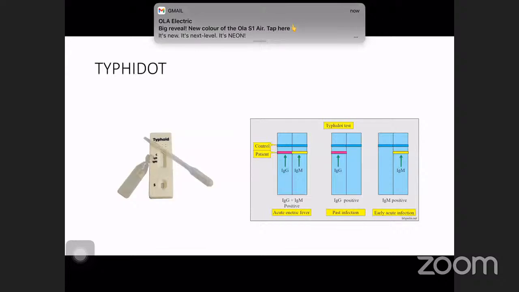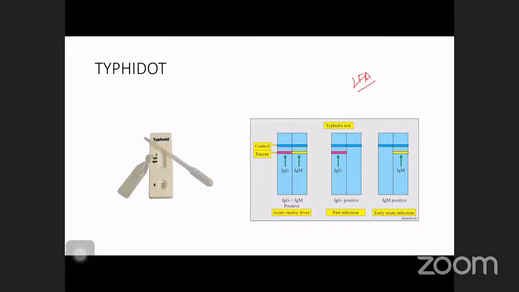Coming to the next one, which is TYPHIDOT. TYPHIDOT is actually an immunochromatographic test or a lateral flow assay. Here it will have a card. Here this will be the sample window, and here this is the test line. We have got IgM and IgG, and there will also be a control line. Whether the patient is positive or negative, whatever it is, this control line has to be positive. But if the patient has got a real infection, either IgM or IgG or both IgM and IgG lines will be positive.